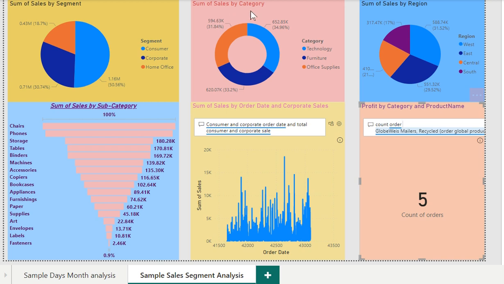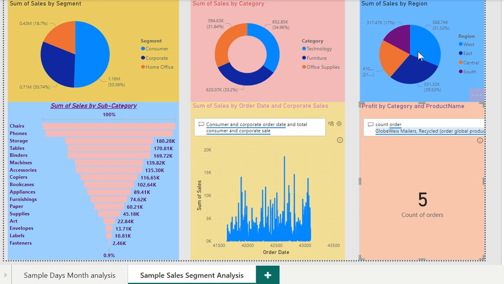Now talking about the sum of sales by category, so we have our orders table here, and here we can see the categories as technology, furniture and office supplies. So here sum of sales by category looks like technology holding 34.96%, while I've selected the donut chart here. Then talking about the furniture category, it holds around 33.2% here, and then the office supplies category holding 31%. So the maximum share is with the technology itself.